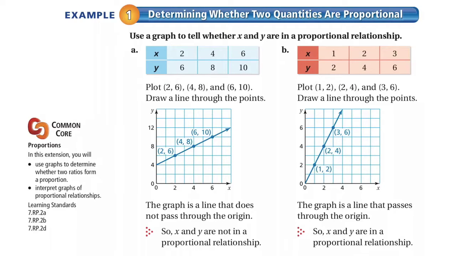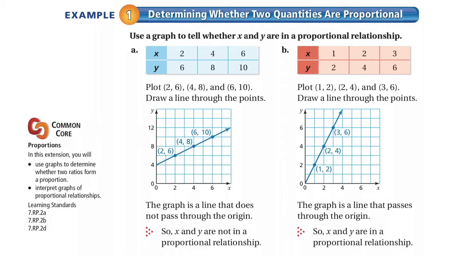Determining whether two quantities are proportional. So we're going to use a graph to tell whether x and y are in a proportional relationship. We're going to do exactly what we did in the previous problem. We're going to take this table of x, y values, and we're going to plot the points. So for that blue table, we have the points 2, 6, 4, 8, and 6, 10.